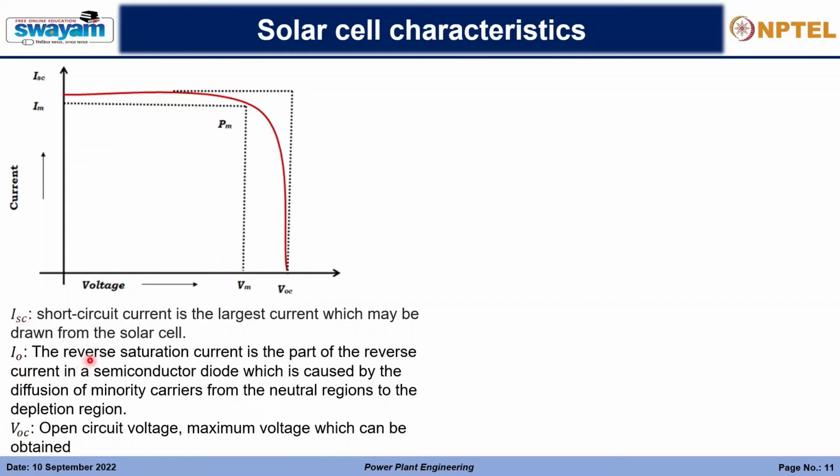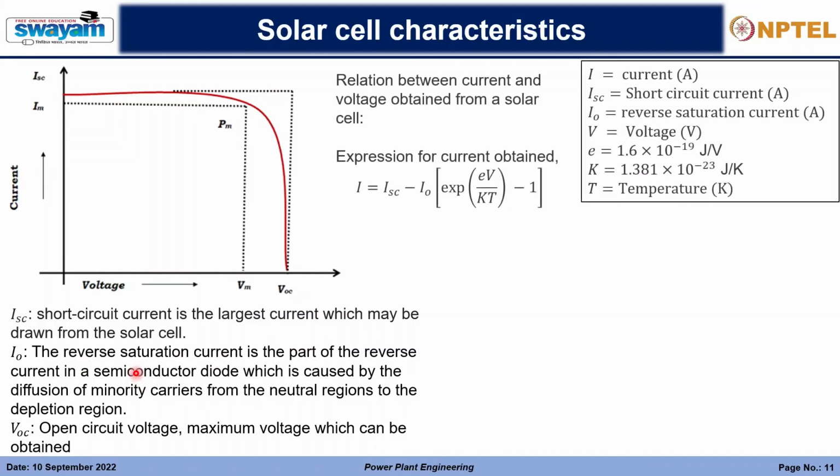Then we have the reverse saturation current. This concept is to be used later on. There is a relation between current and voltage obtained from the solar cell. The expression goes like this: I equals ISC minus I naught into exponential of eV divided by kT, minus 1. Here I is the current we are getting out of the solar cell and V is the voltage we are obtaining. K is the Boltzmann constant and T is the temperature in Kelvin.